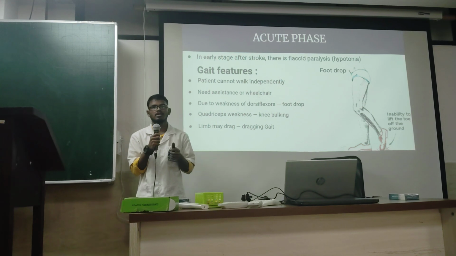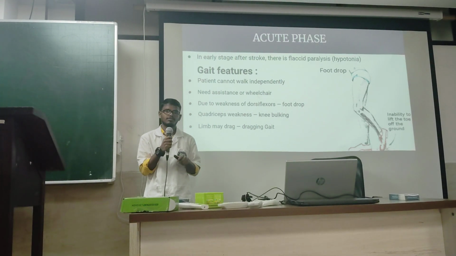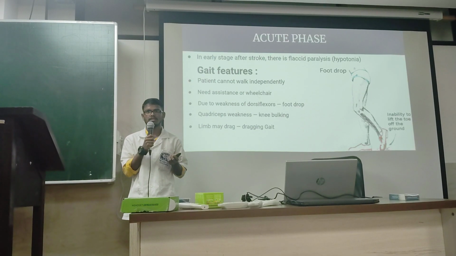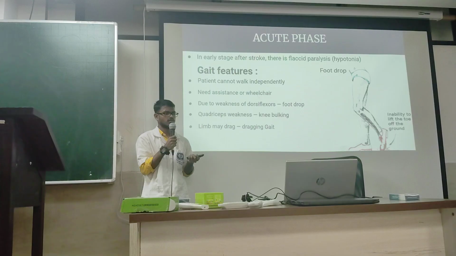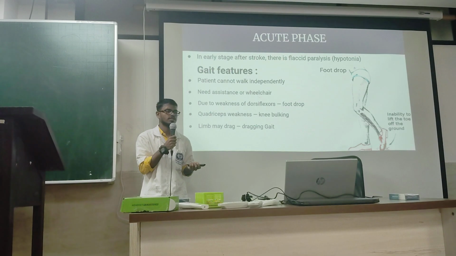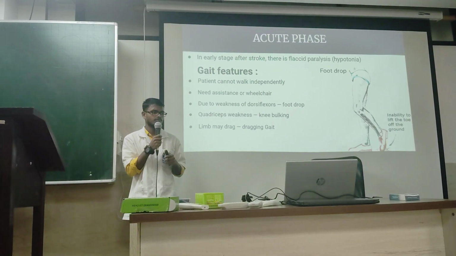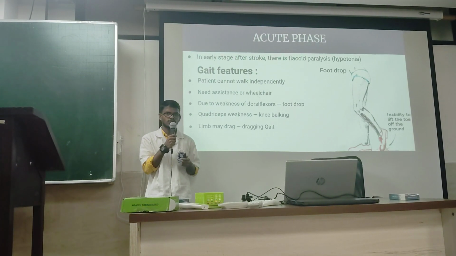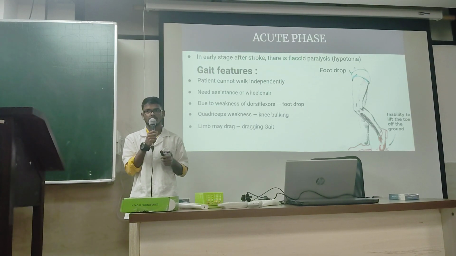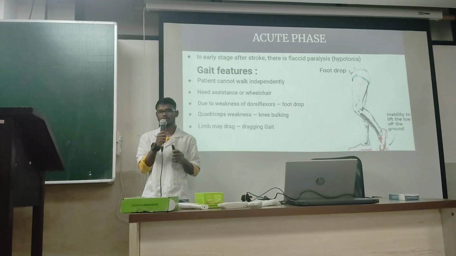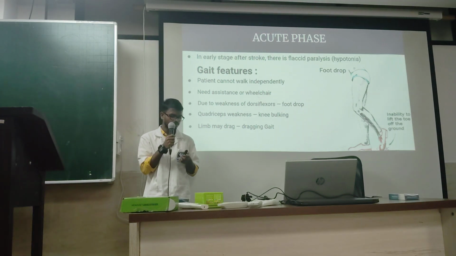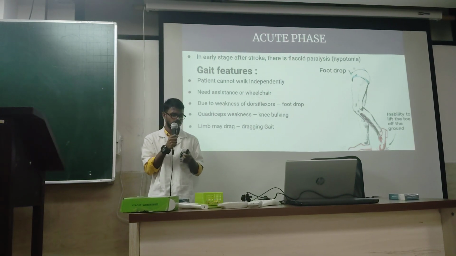In this phase, the muscles show flaccid paralysis, that is hypotonia. The patient cannot walk independently. He needs support, that is a wheelchair or assistance, and also suffers from foot drop due to the weakness of the dorsiflexors, and also dragging gait and knee buckling. Due to the floppy, hypotonic muscles, circumduction is not seen in this phase. You can see the foot drop pictures.